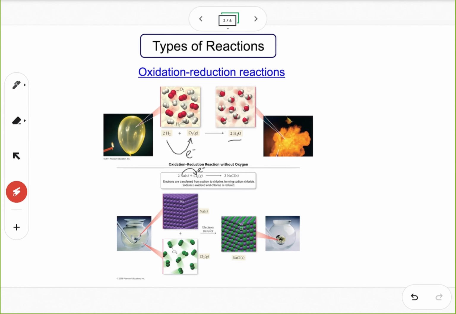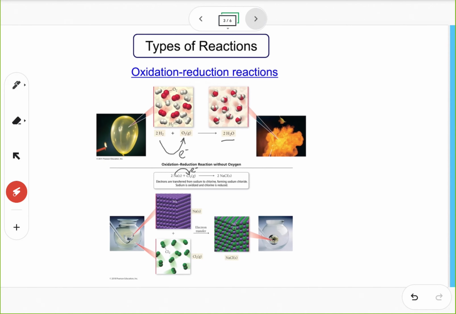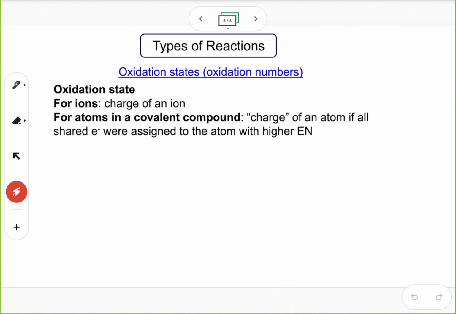Alright, so in this video, we're going to talk about how we identify whether a reaction is an oxidation reduction reaction, and also how we identify reductants and oxidants. Okay. Before we do that, we need to talk about oxidation states. And oxidation states are sometimes also called oxidation numbers. Okay. How do we define oxidation states?